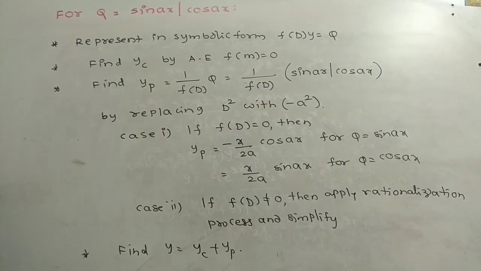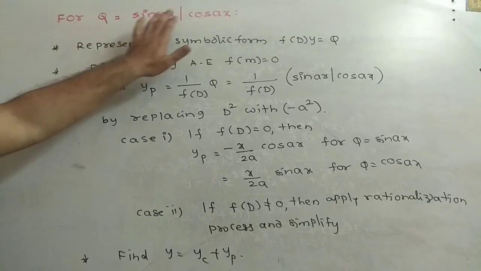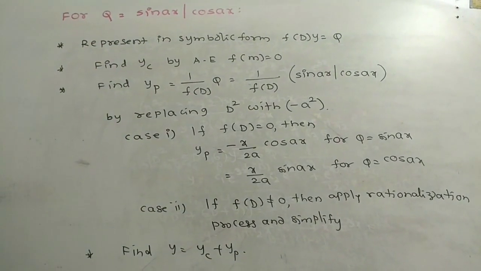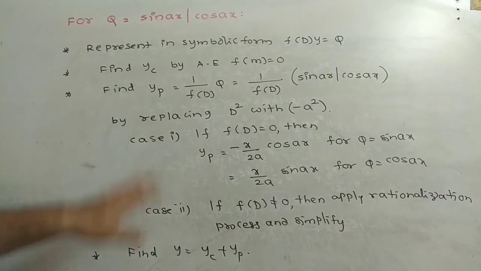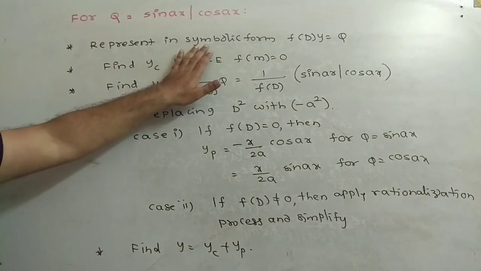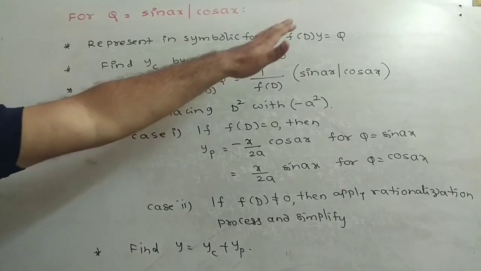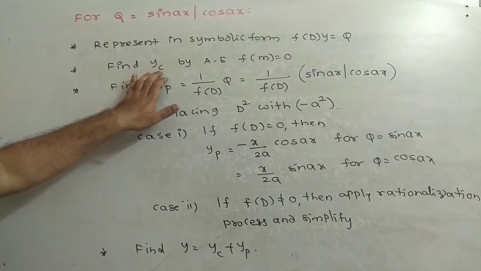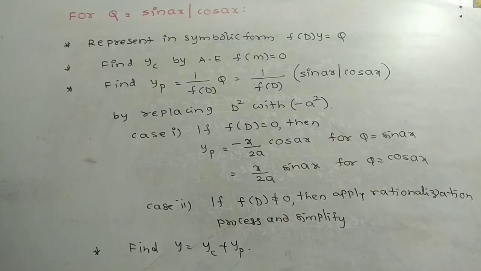It is the next video on the right side looking like either sin ax or cos ax. This is in the case of higher order ordinary differential equation. I just give you the procedure and later on we enter into the problems. Represent the given higher order ordinary differential equation in the symbolic form, that means f of D of y equal to Q. Then find out complementary function yc by the auxiliary equation f of m equal to 0.